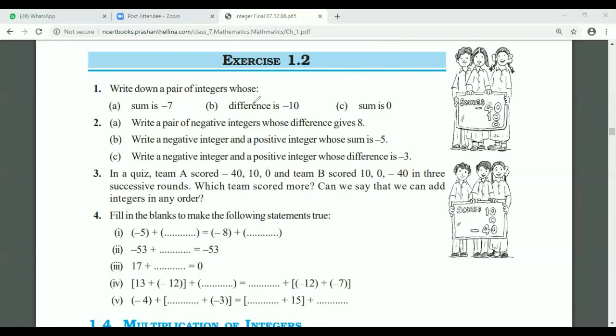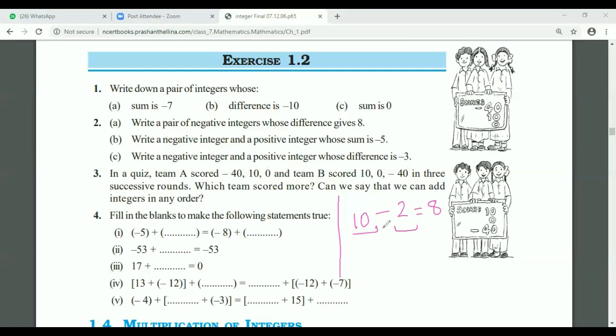Let's go through the second question. Write a pair of negative integers whose difference gives 8. We want to find a pair of negative integers whose difference gives 8. So let's think about this question. We want to find the difference and we want two integers. The answer has to be +8. Then there are many examples. 10 minus 2 is 8. Simply you can write infinite number of examples.